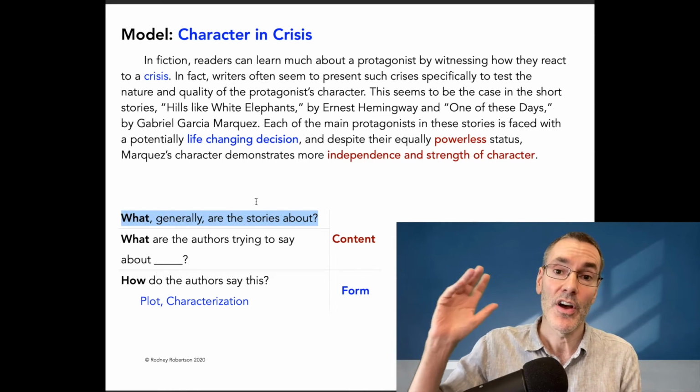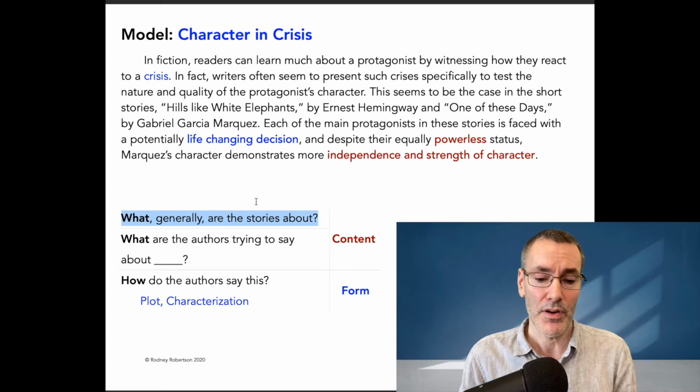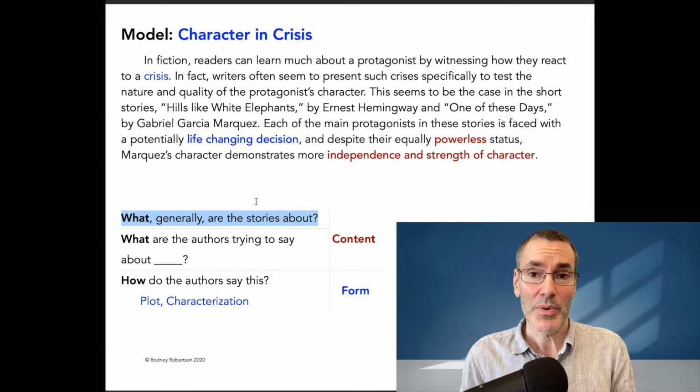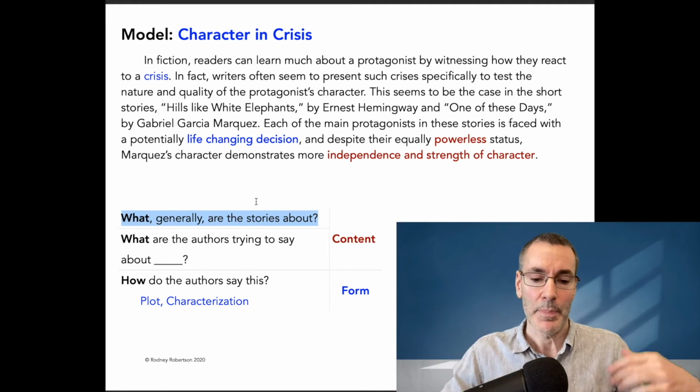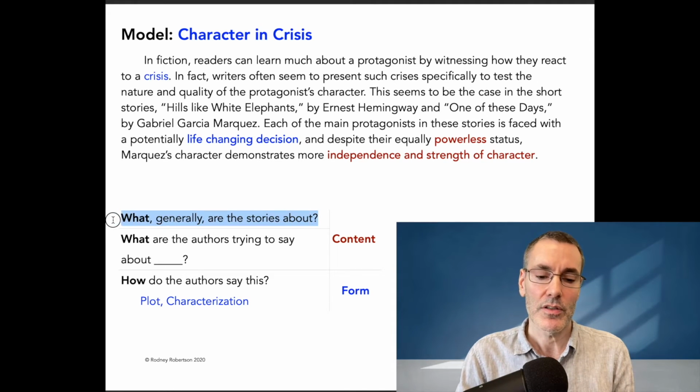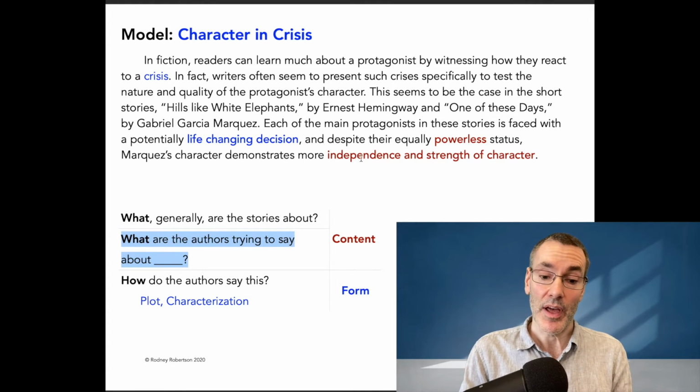Well, what's going on here? Obviously, if you're going to get shot by a thug in a small town in Colombia, that's going to be about power and powerlessness. So that's the thing that unifies them. So do you see how useful it is to start with a theme zone? Start with it. You can't end there, but you start with it. Okay, so the theme zone is power and powerlessness. So what are the authors trying to say about that?